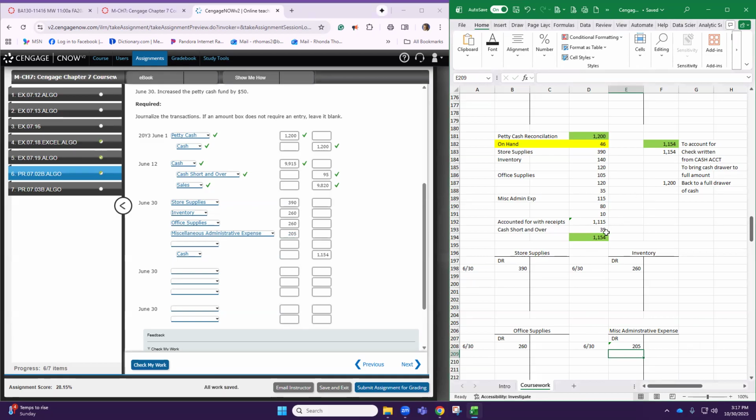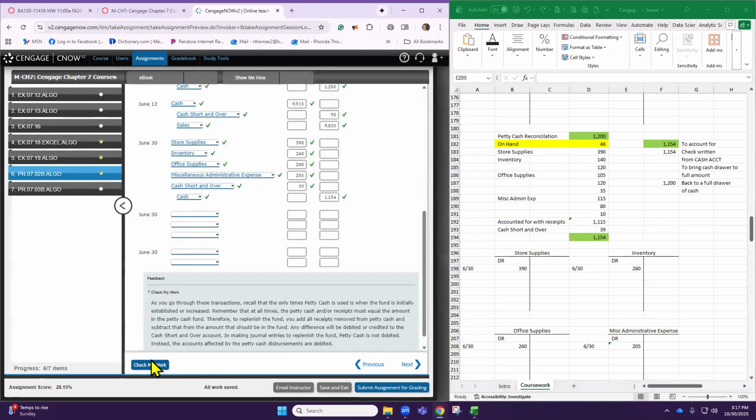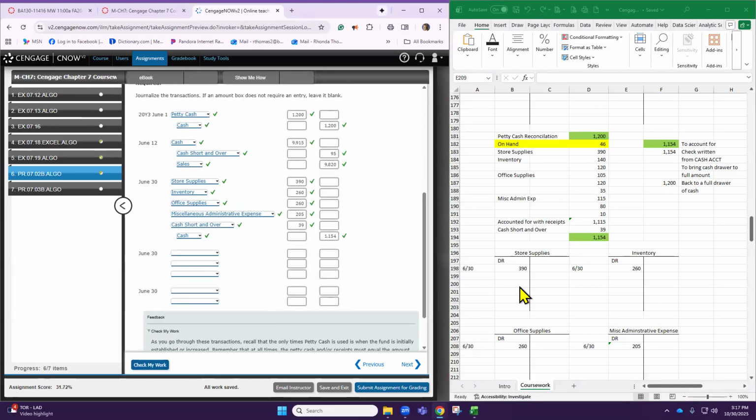According to what we figured here, cash short and over, we are short. Yep, we're short. So when cash is short, you put it in as a debit. Cash short and over. It's 39 bucks. It all depends on the policy of a company how short something can be before somebody starts questioning what happened. $39 may not be all that much. But I would imagine that from that point on, if the drawer continues to be short, things will be looked into.